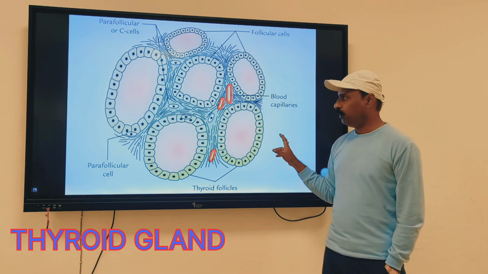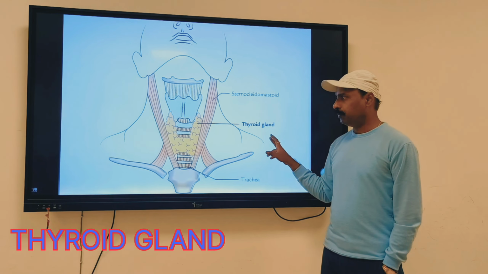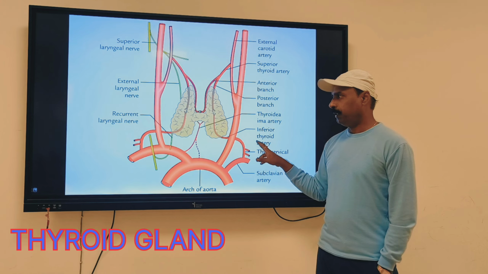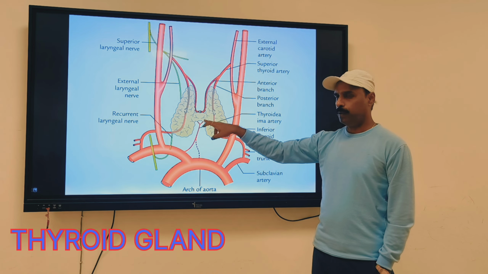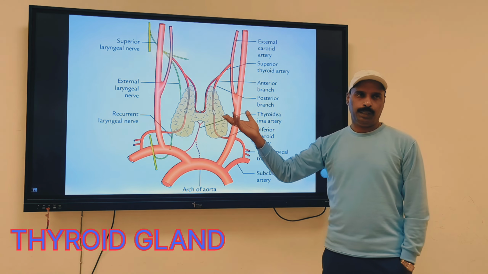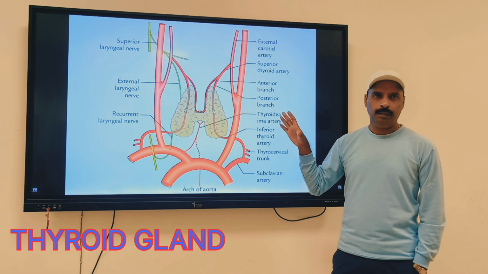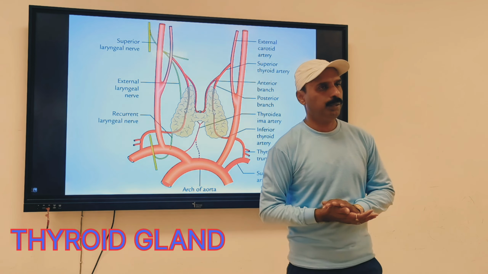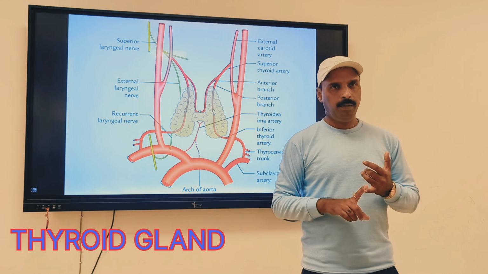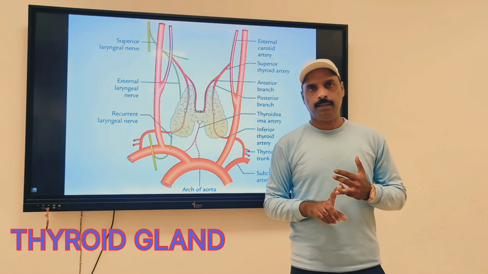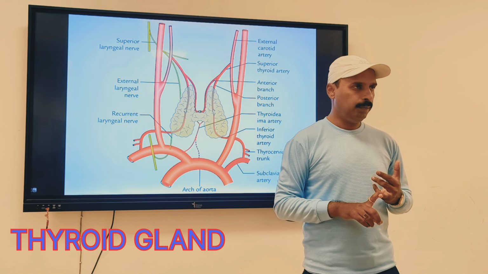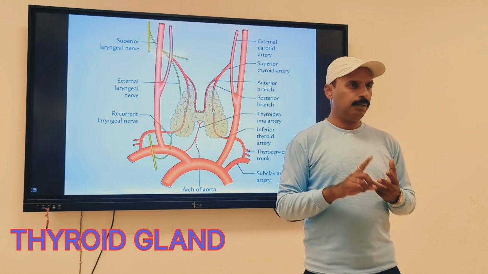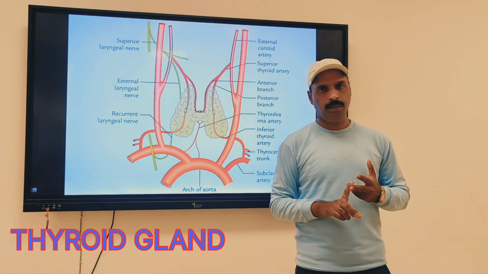The isthmus, as I have told, has two borders and two surfaces: upper border, lower border, anterior surface and posterior surface. This is all about the important first part of the thyroid, which we have covered. Introduction: why the thyroid is named thyroid, because of its shield-like appearance. External features of the thyroid I have told.